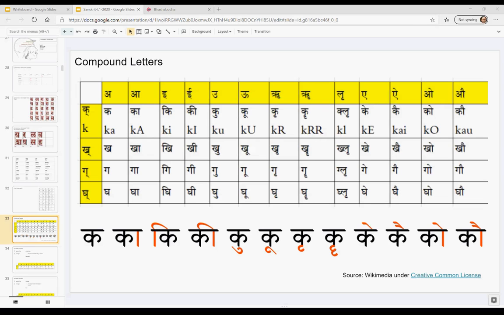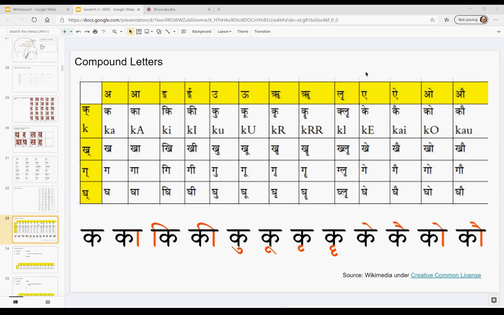And if you add u, we get the ku letter, and that is written like this, with one symbol at the bottom here. And then there is the long u, and we get the letter ku, and it is written like this. Then we add the vowel ru, then we get the letter kru, and that is written like this. Then the long vowel ru, we get the letter kru, and that is written like this.